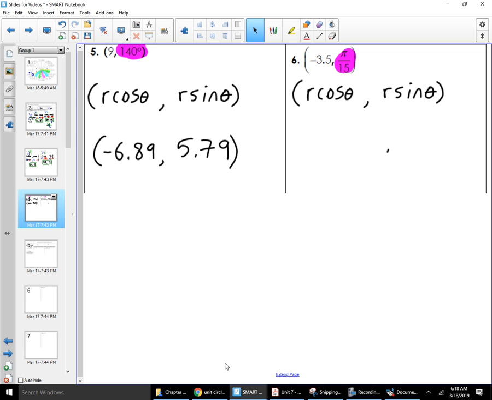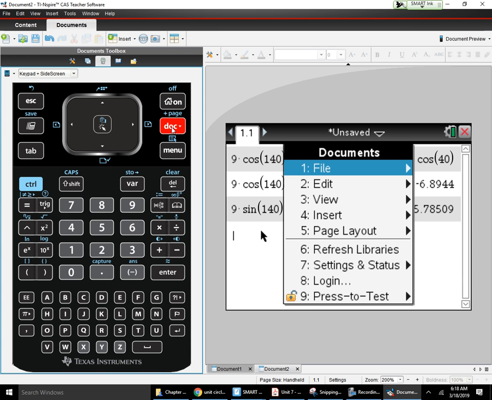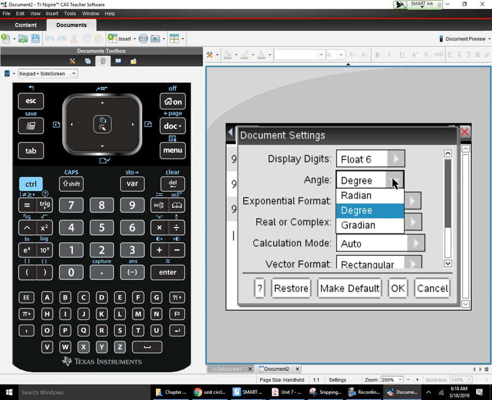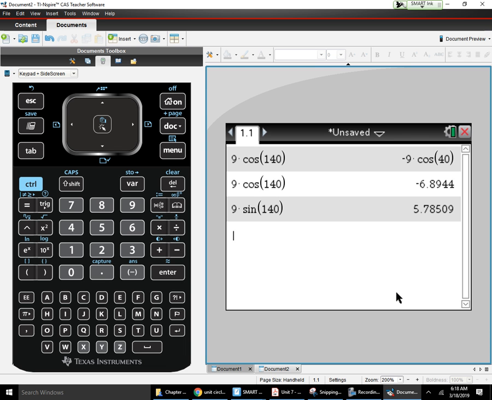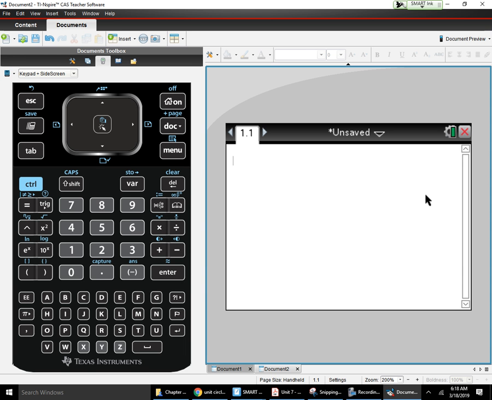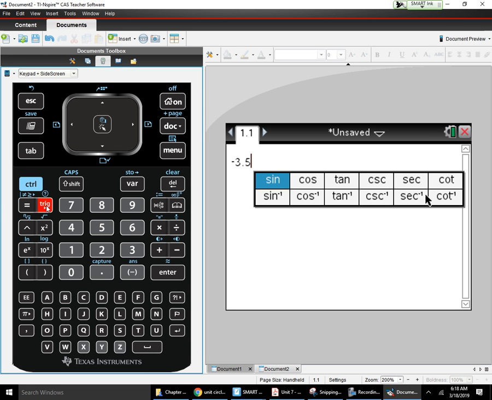Then doing the same thing, but now with a radian value, that pi over 15. Again, just reminding you that you can flip-flop your calculator between modes here. Under the Doc menu, Settings and Status, Document Settings. Now I want to go back to radians. And then we can do the same thing. Go ahead and clear the screen. Negative 3.5, again, our r cosine theta. This will get me my x value.